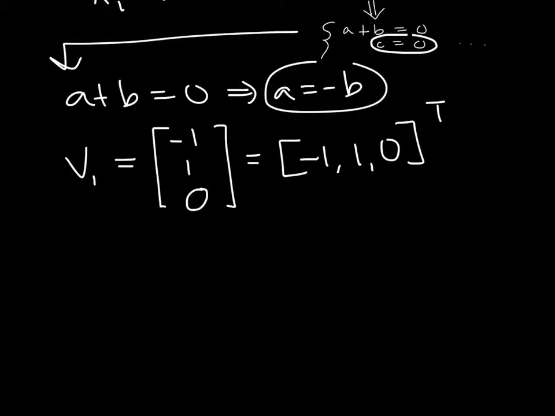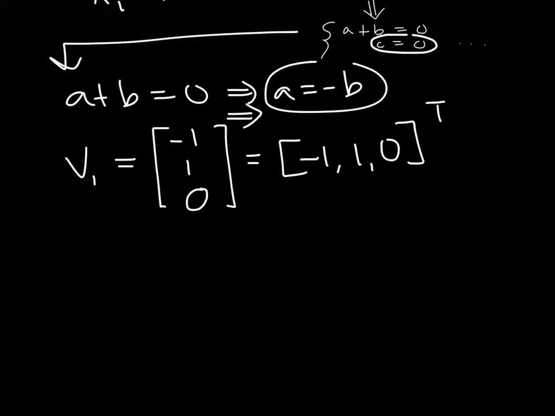Now, I want to say the book has this answer. But if you don't see this answer, it's not wrong. Because again, there are infinitely many solutions. This really represents a plane in 3D. And there are infinitely many points on a plane. Your piece of paper, how many dots can you draw on there? There's infinitely many.